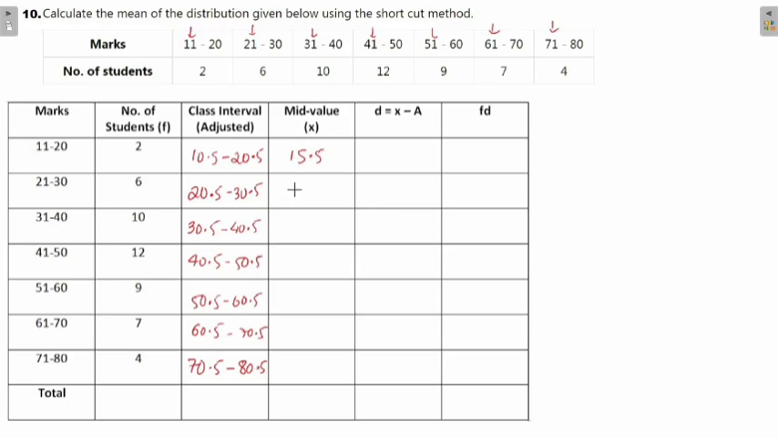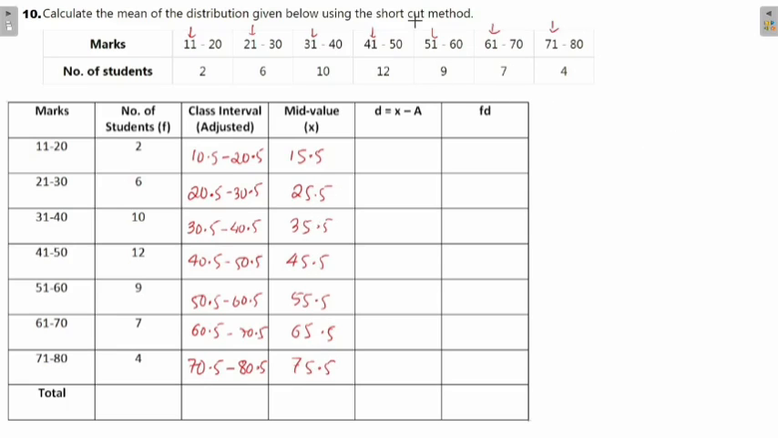Similarly, if you find the mid value here, we have 20.5 plus 30.5 is 51, divided by 2 is 25.5. So this becomes 25.5. Similarly, this becomes 35.5, this becomes 45.5, this becomes 55.5, this becomes 65.5, and this one becomes 75.5. So these are your mid values.